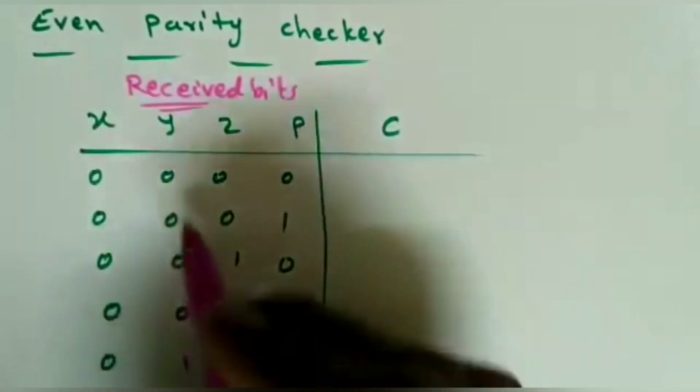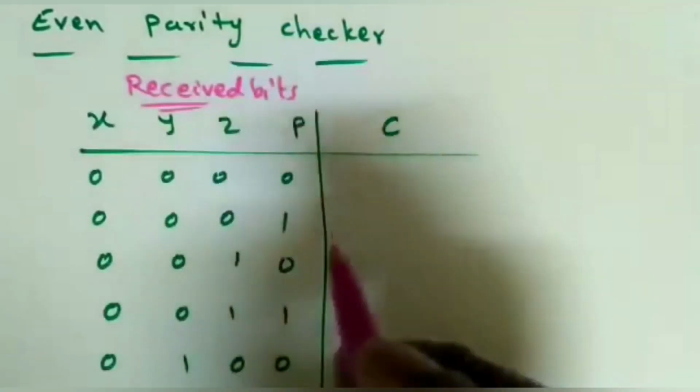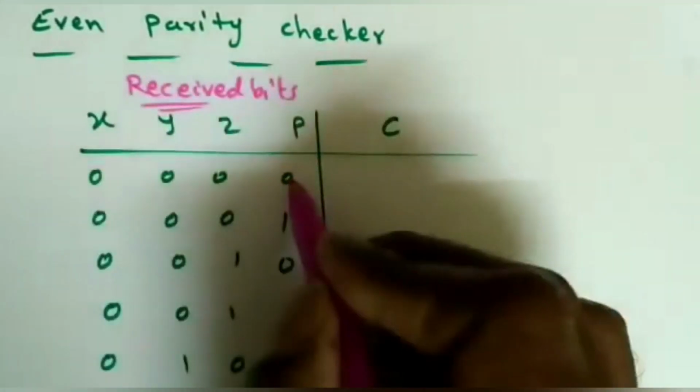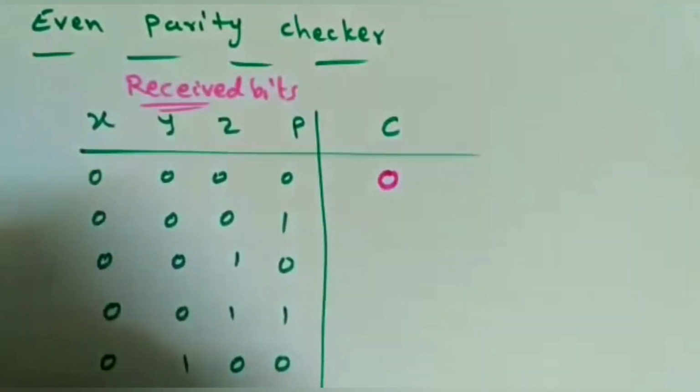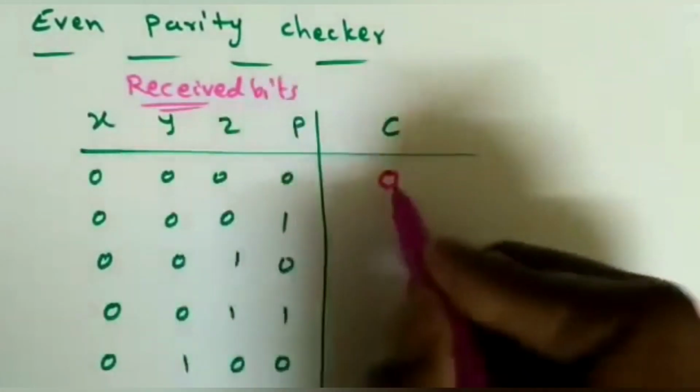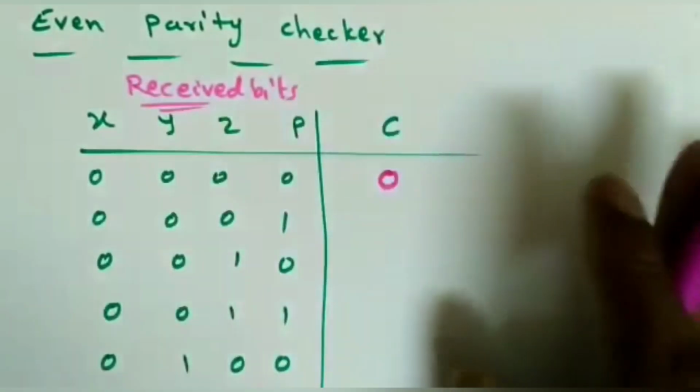So how many ones are there? There is no 1 here, so the count is even. If it is even, it means it is right, so the output will be 0. That means the received word, or the received bits, is correct.